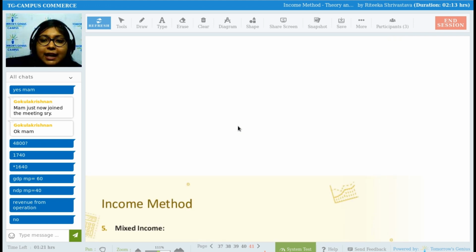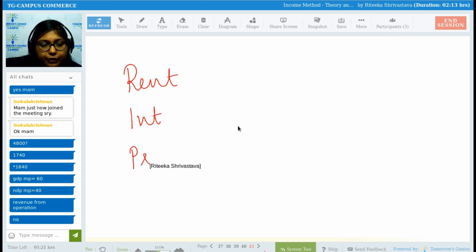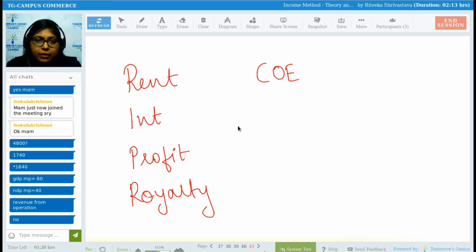See, we bifurcated four types of income, that is rent, interest, profit, royalty, compensation of employees. Fine. These are the things we came across. Now, what is mixed income?